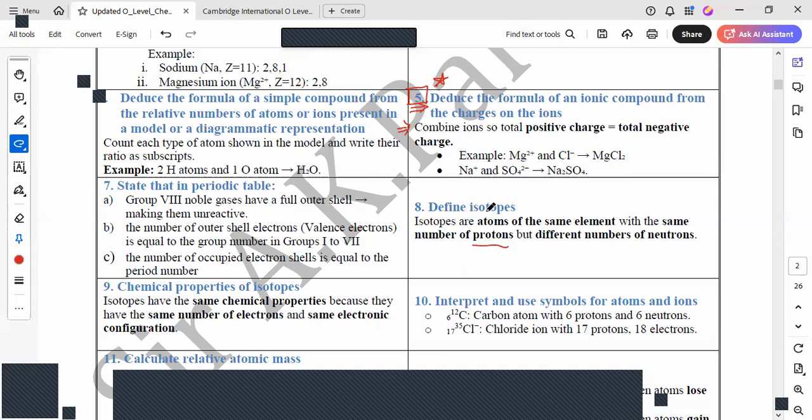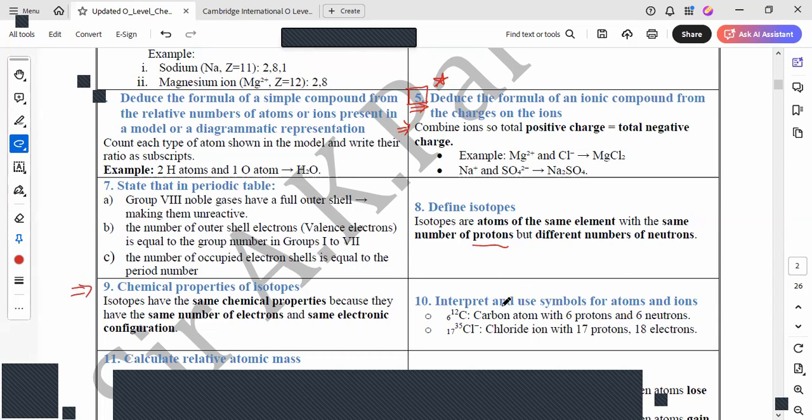So obviously, since isotopes are atoms of the same element, the proton number cannot be changed, but the number of neutrons will be different, and obviously the mass number will also be different. Chemical properties of isotopes: isotopes have the same chemical properties because they have the same number of electrons and the same electronic configuration. So the chemical properties of isotopes will be the same.